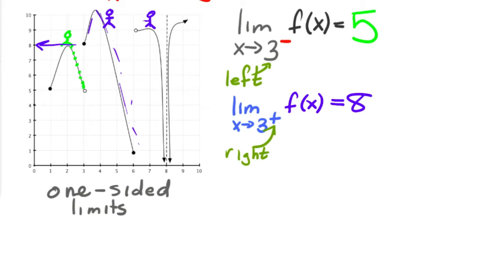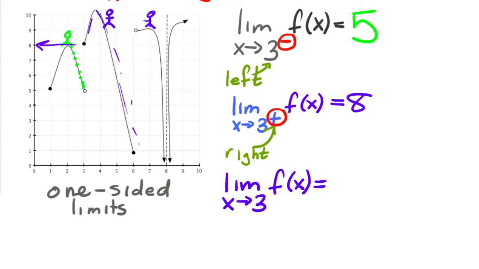Okay. So these are the one-sided limits. So then what you can say is that the limit as x approaches 3 of your function. This is really, really important. When we say the limit as x approaches 3 without a sign on top, that means it has to be the same both from the right and from the left for this limit to exist. So because these limits are different, we say that the limit does not exist.